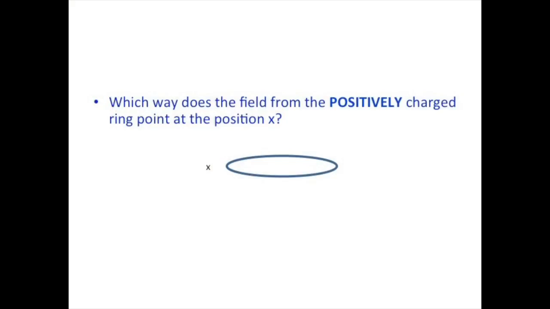Okay, so which way does the field from this positively charged ring point at this position x? So put your observation point in the same plane as the ring, outside the ring, and tell me which way it points. Tell me a line of reasoning that gets me to an answer up here. What's something we should consider? Or if you prefer, you can just tell me the answer. Yeah, right here.